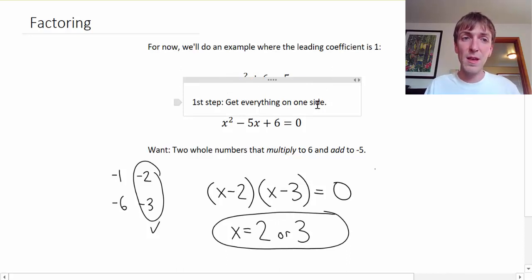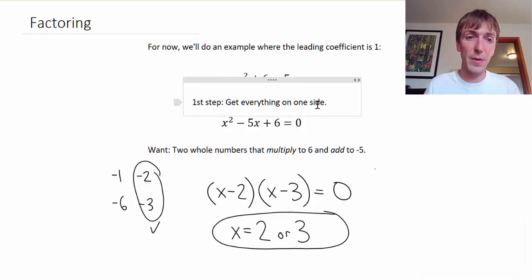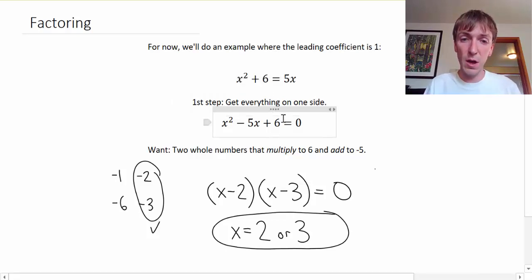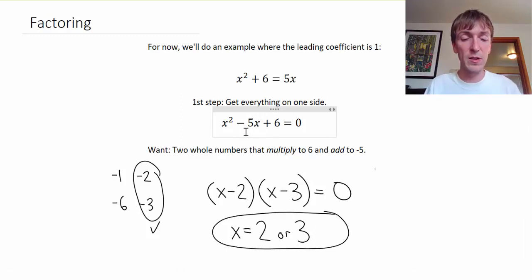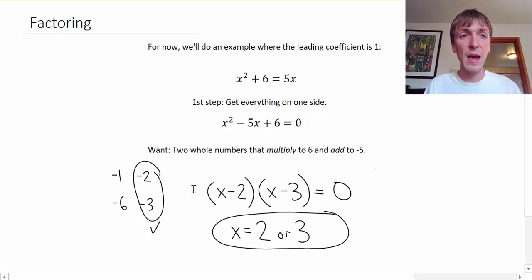Okay, now when you're factoring, here's what you want. Here's the way I think about factoring. I am looking for two whole numbers that multiply to the constant number, the 6, and add to the minus 5. Okay, so two whole numbers that multiply to 6 and add to minus 5. And what I'm going to start doing is listing out the numbers that multiply to 6, because that's just a little bit easier. There are fewer of those pairs, so it makes it easier to spot the right one faster.